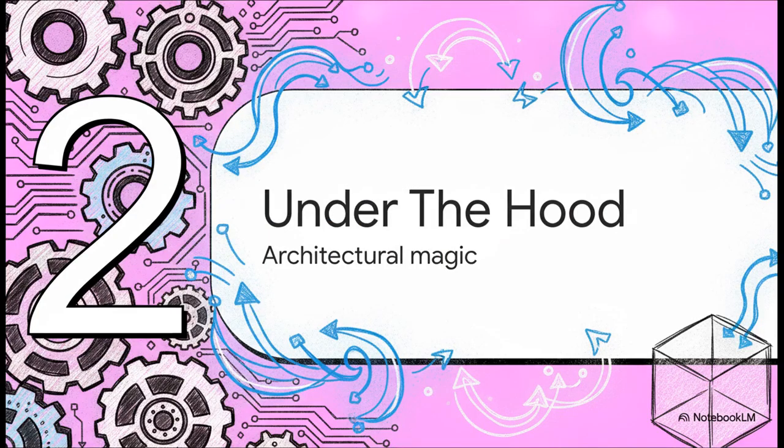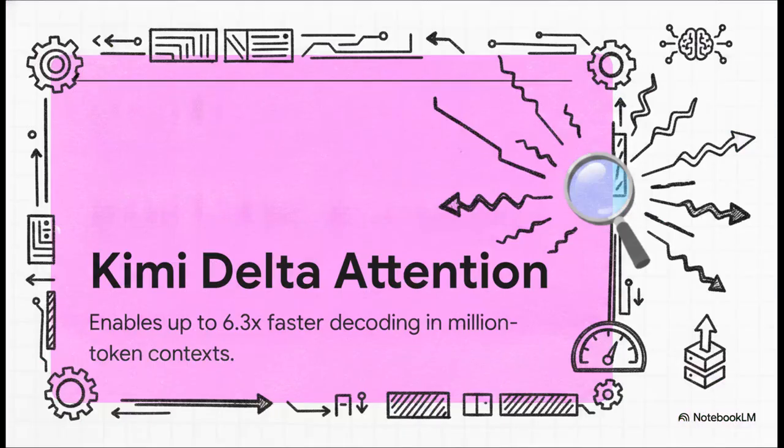Moving on to Section 2, Kimi K3 under the hood, demystifying the architectural magic. So managing and actually serving 2.8 trillion parameters requires some serious bleeding-edge innovation. You can't just scale up an old architecture and expect it to run without catching fire. And that brings us to their first major breakthrough, Kimi Delta Attention, or KDA.